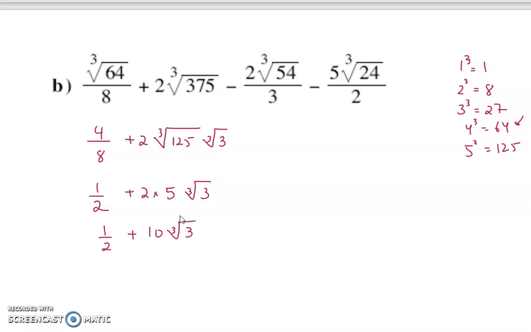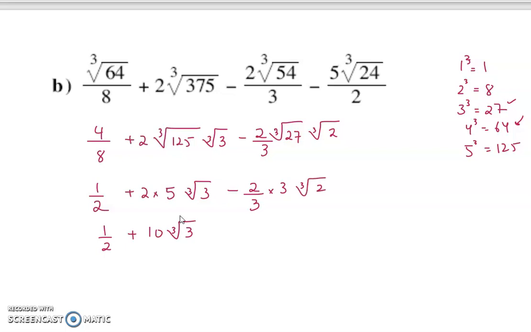Okay, 54. 54 can be divided by 27. And when you do that, I'm going to write 2 all over 3 as just 2 over 3, which is the same idea. And then cube root of 27 is 3, cube root of 2. So there's a different radical in this one, which is fine. This simplifies to cube root of 3 times 3 root 2.